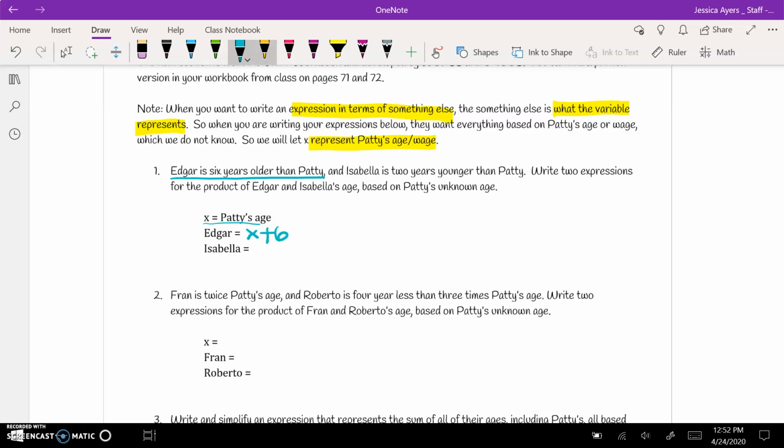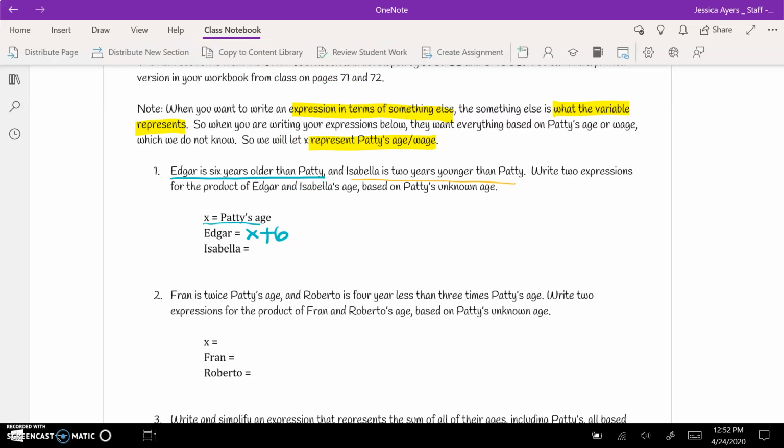Then we see that Isabella is 2 years younger than Patty. So since she's 2 years younger than Patty, that means if we knew how old Patty was, we would subtract 2 from her age to get Isabella's age. So we're going to do X for Patty minus 2. So we've written our 2 expressions. We know they're an expression because they don't have an equal sign.